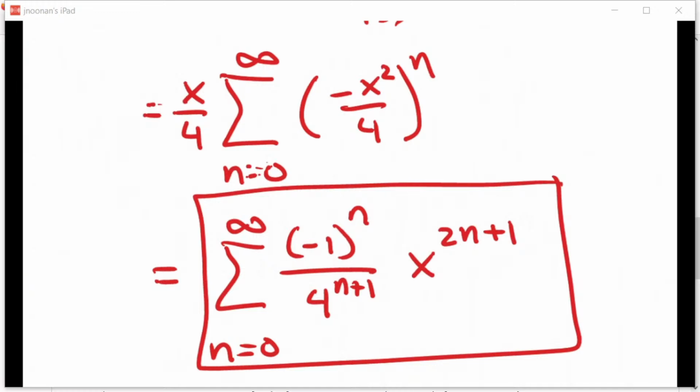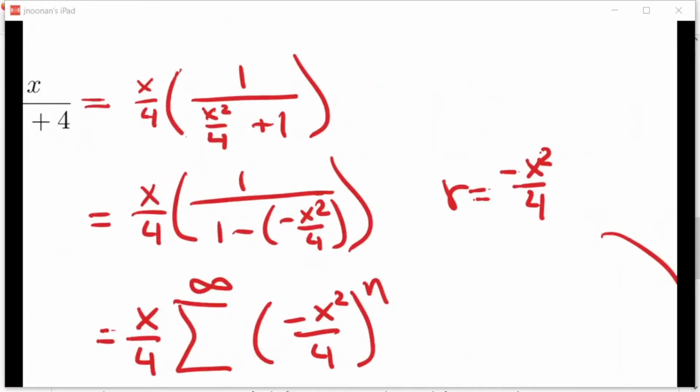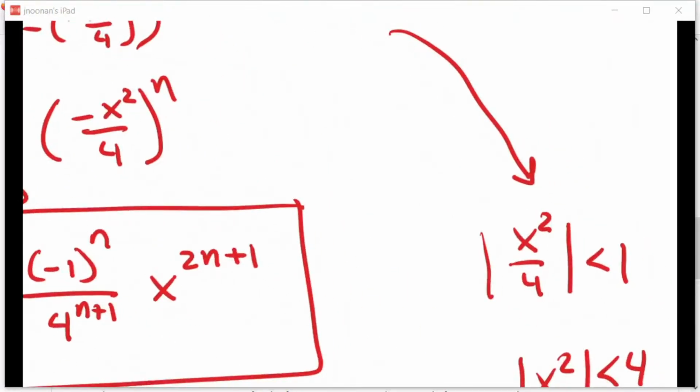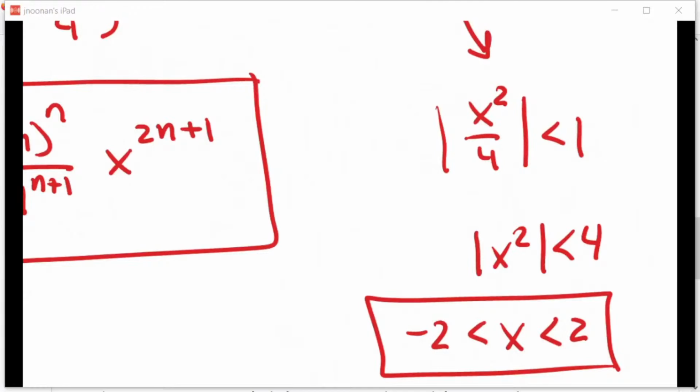Okay, next we need the interval of convergence. That's easy enough because you have that radius of convergence there. So that thing goes inside here, which gives you this. Oh, sorry, this isn't radius. This is the interval of convergence.